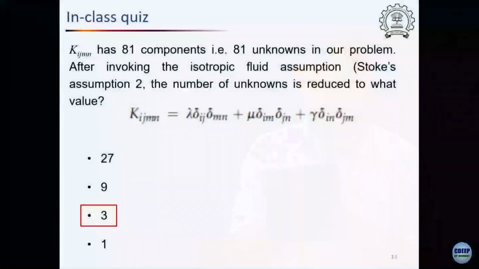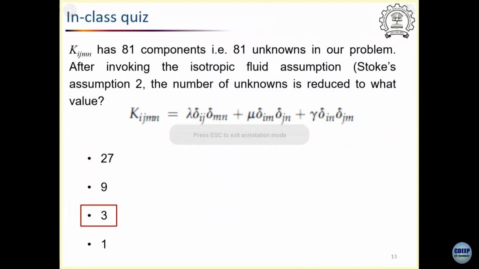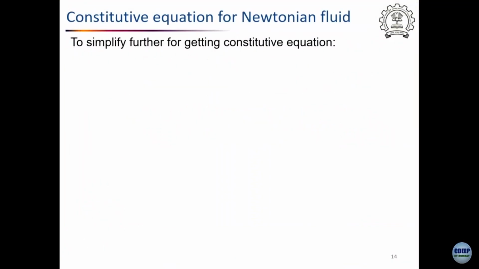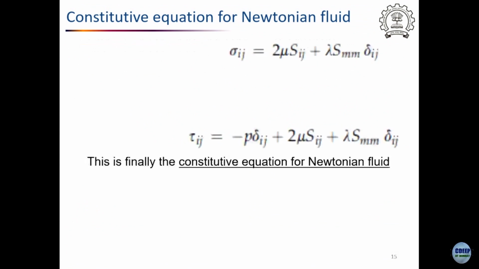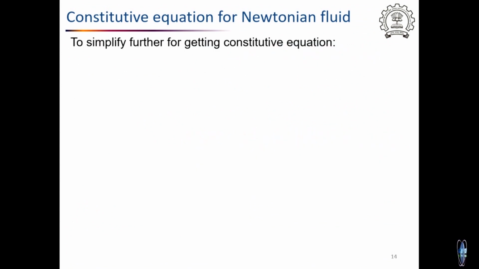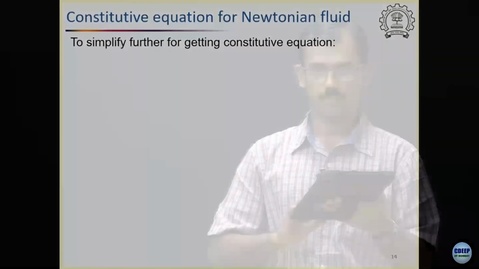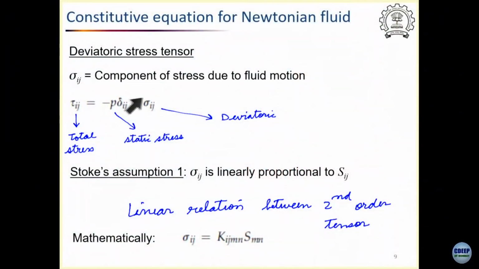Deltas you know. So what you don't know? Fine. So what are these lambda, mu, gamma? These are some kind of fluid properties, right? Now to simplify further for getting the constitutive equation, what can we do? This is a relation between the stress and the strain tensor. So sigma ij equals K ijmn s mn.